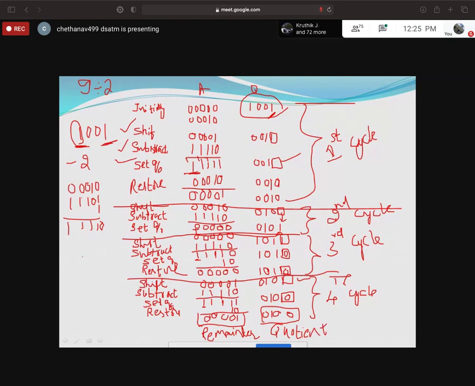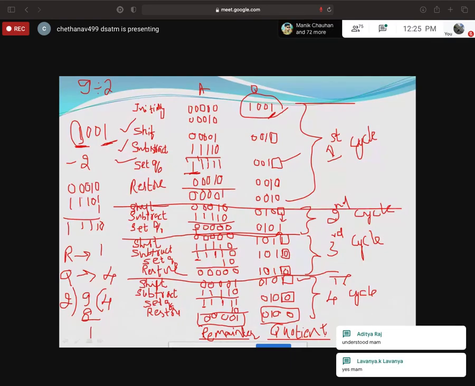So what is the remainder? The remainder will be 1. Quotient will be 4. Okay, corresponding decimal value I'm writing, isn't it? So if you divide your value 9 by 2, what you will get? 2 4s are 8. So remainder is 1 and quotient will be 4. Did I get the answer? Yes? Everyone has understood? Yes or no? Yes, very good.